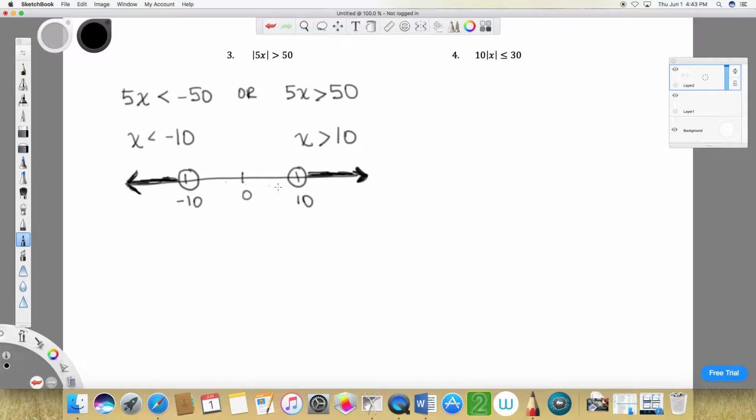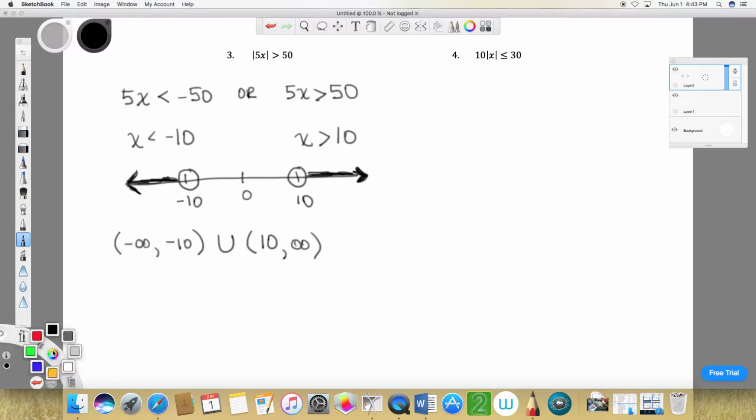So now that we have a picture of our solution set, let's write this solution set using interval notation. The left arrow is shaded. That's negative infinity. And then we're coming up to negative 10. Negative 10 is excluded, so it's a parenthesis, not a bracket. Then we have a jump, so we have a union. And then positive 10, that's a parenthesis because the endpoint is not included. All the way out to the arrow is shaded, and that's positive infinity. So here's our solution set for problem number 3.